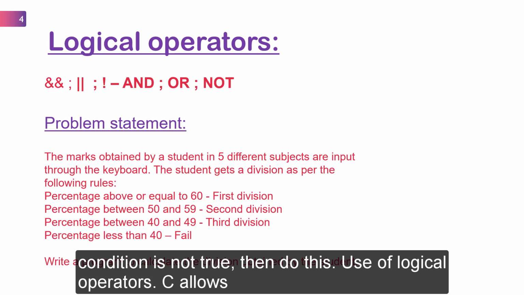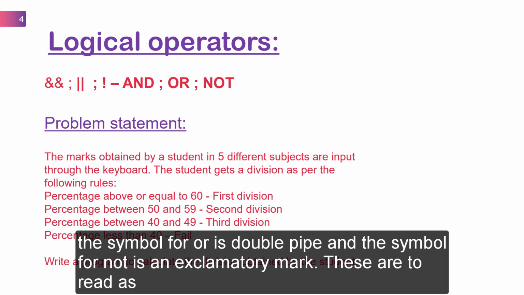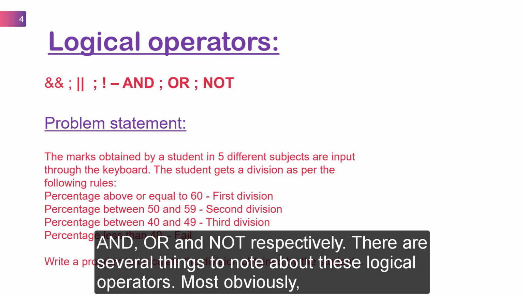Use of logical operators. C allows usage of three logical operators, namely AND, OR, and NOT. The symbol for AND is double ampersand, the symbol for OR is double pipe, and the symbol for NOT is an exclamation mark. These are to be read as AND, OR, and NOT respectively. There are several things to note about these logical operators.